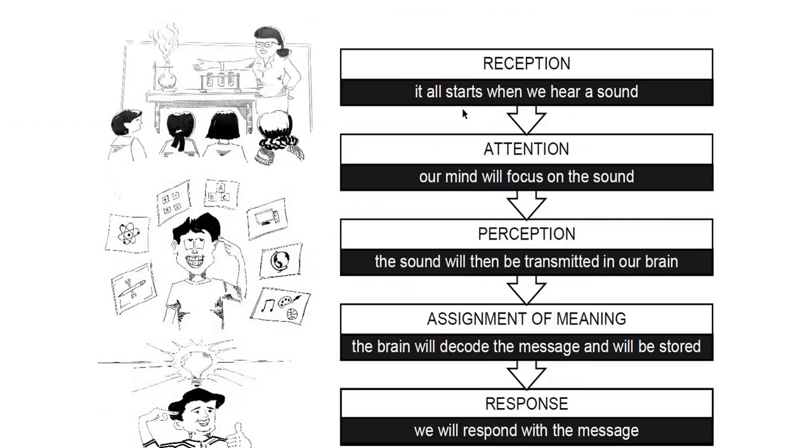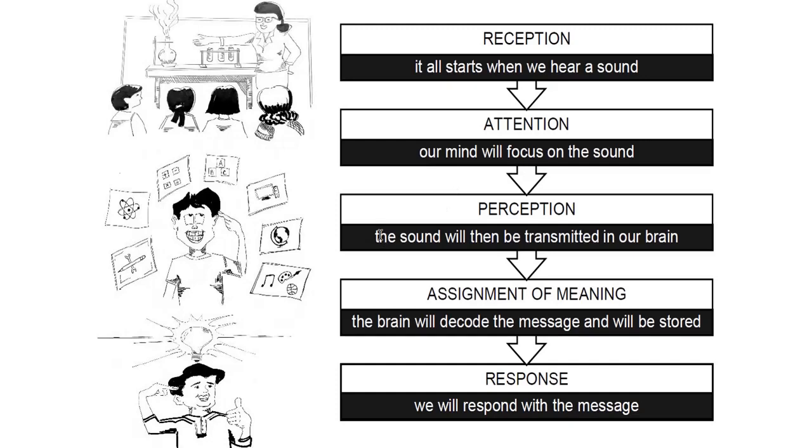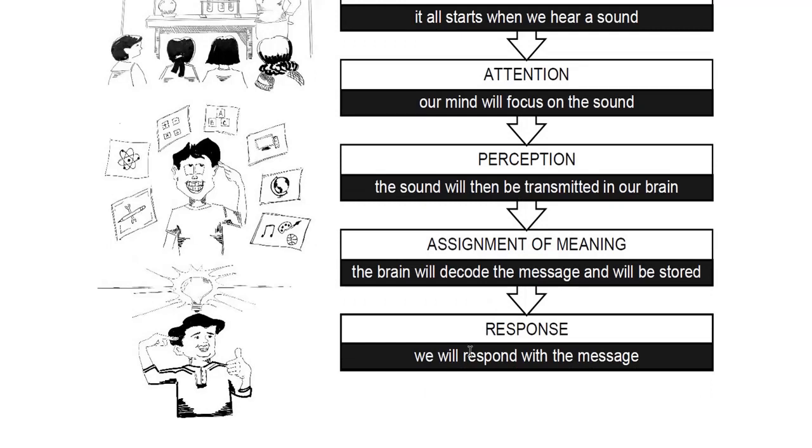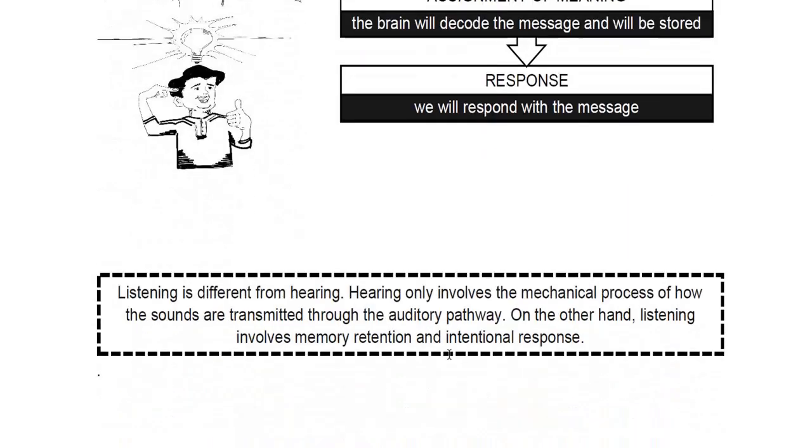Okay, so we have here this diagram. So reception, it all starts when we hear a sound. Attention, our mind will focus on the sound that we hear. Perception, the sound will then be transmitted into our brain. Assignment of meaning, the brain will decode the message and it will be stored. And the last one, response, we will respond to the message. So those are the phases in listening.